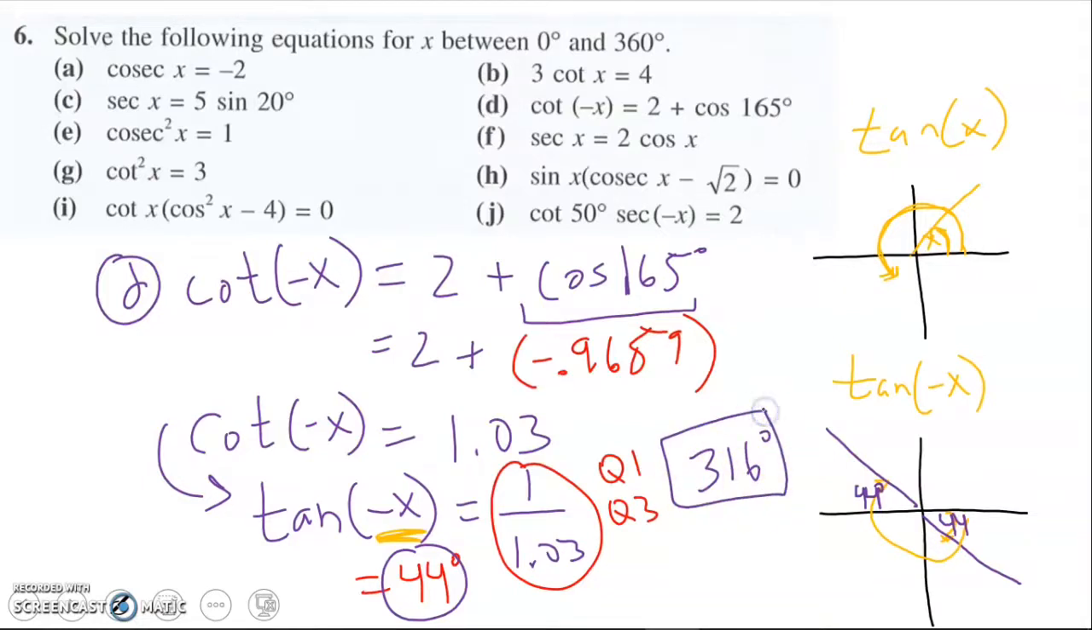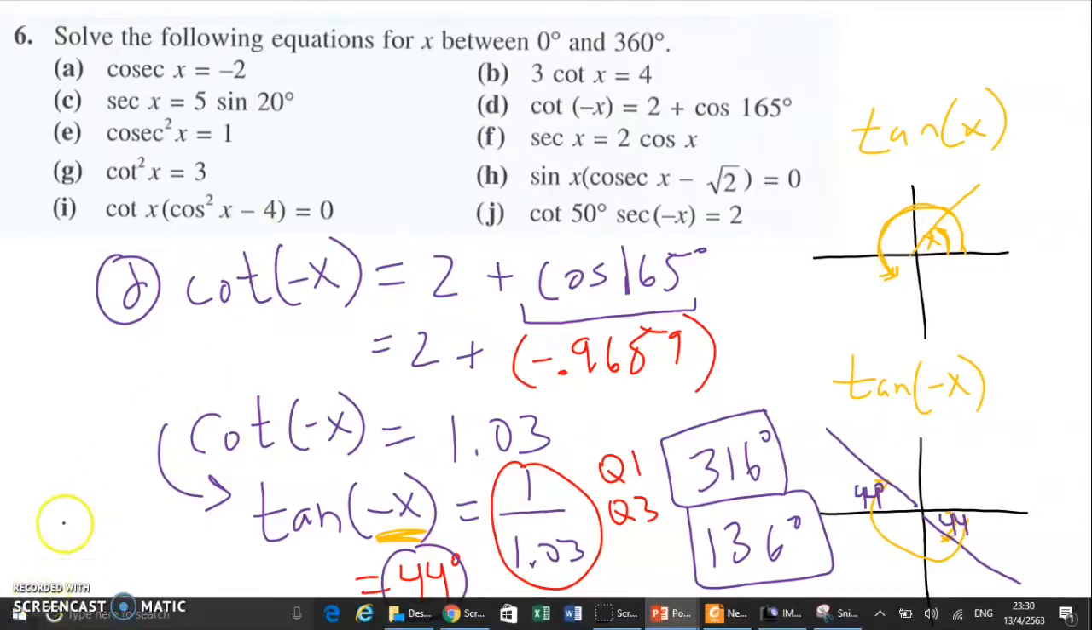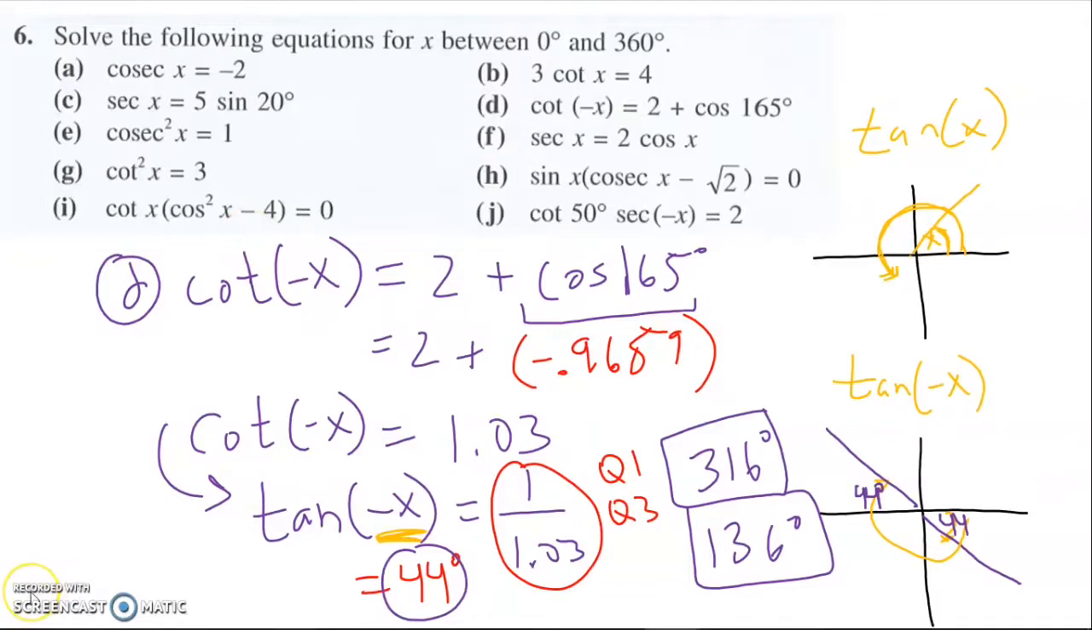That's one answer. The one in Q2, again, let's do 180 minus 44. That will end up being 136. Okay, that's your other answer. Okay, guys, I'm going to stop right there for number 6. You can go look up the other questions on Google Classroom under the key. Okay, but I'm going to go ahead and move on from this section.